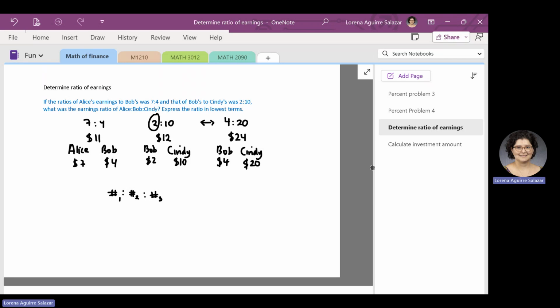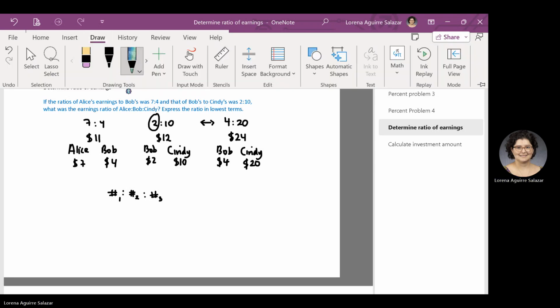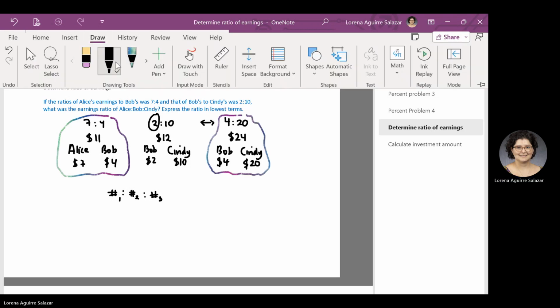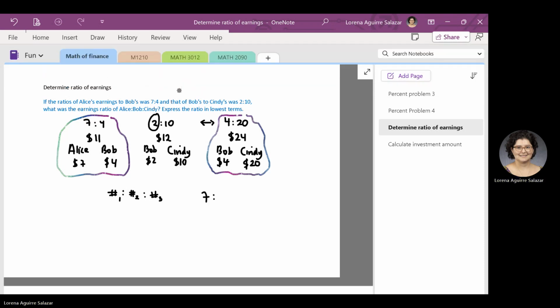Then, according to what we have written right here and right here, we can say that the earnings ratio of Alice to Bob to Cindy can be written as 7:4 to 20. Because now we have that 4 in common, Bob's earnings. Then we can build a bridge between 7:4 and 4 to 20. And we get 7:4 to 20.